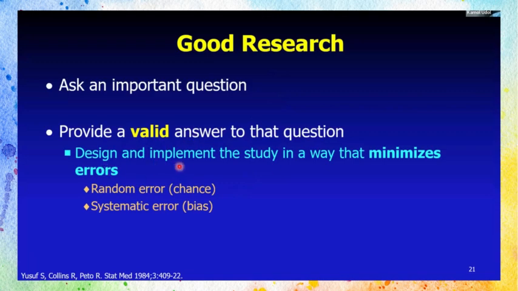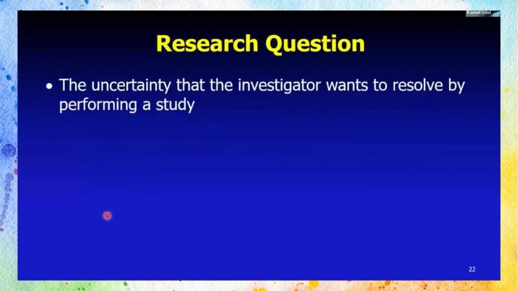And how to design and implement the study in this way will be the subsequent topics for this course. But for this topic, we are dealing with the first one, ask an important question. So I will go into details about the research question. And I will leave the rest to the subsequent topics that we will learn later on in this course. What is a research question? A research question is the uncertainty that the investigator wants to resolve by performing a study.